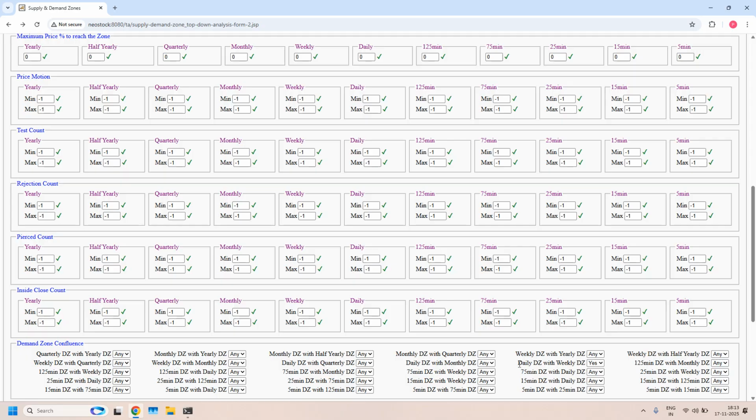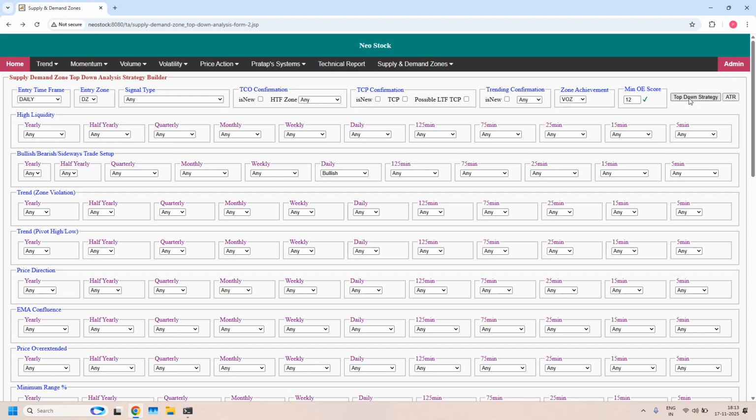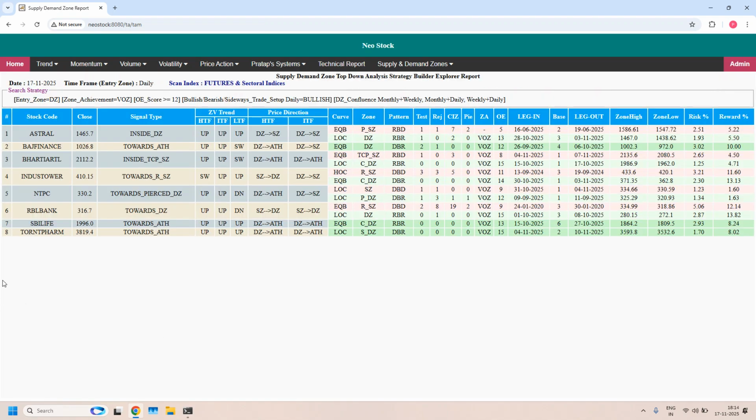So three filters we have to use: daily and weekly, daily and monthly, weekly and monthly demand zone confluence. By enabling all the three filters, applying on the 25 stocks, we got 8 stocks. In all the 8 stocks, all these daily demand zones are overlapped with weekly demand zones. Again, both together overlapped with monthly demand zone. All are part of monthly.